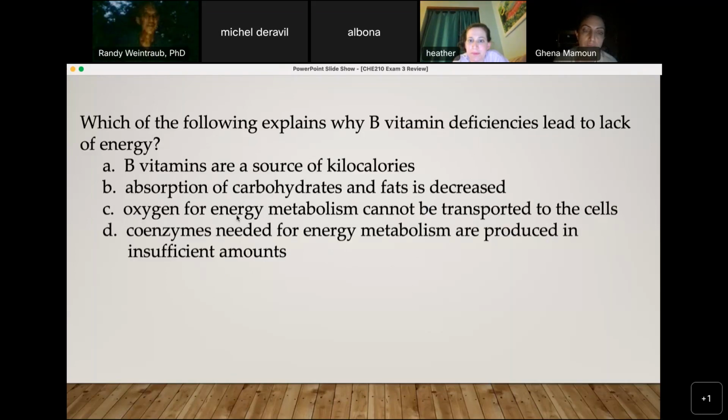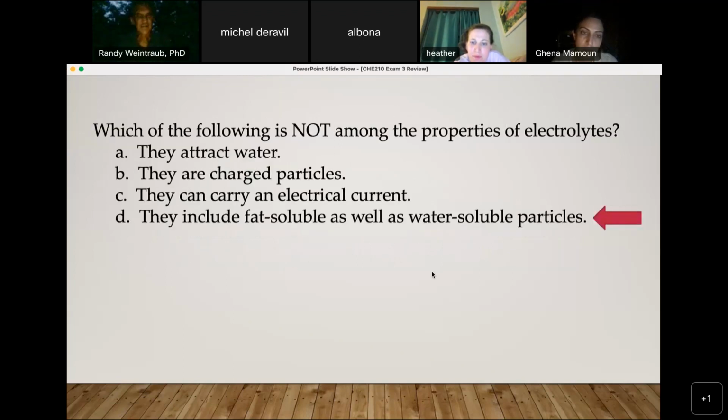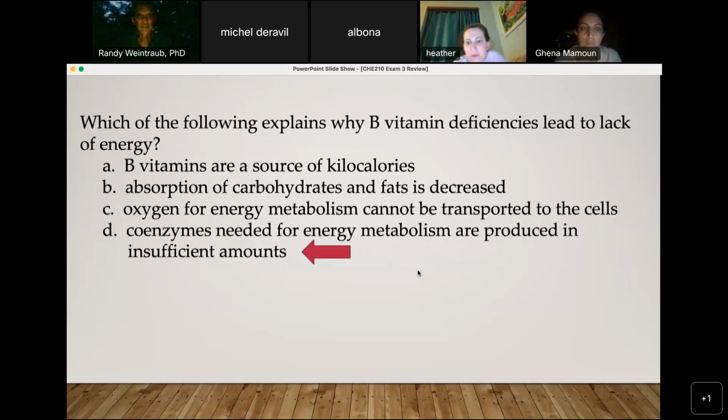Which of the following explains why B vitamin deficiency leads to lack of energy? Is it D? D is right. So yeah, good. D is coenzymes in energy metabolism, which are reduced in deficiency.